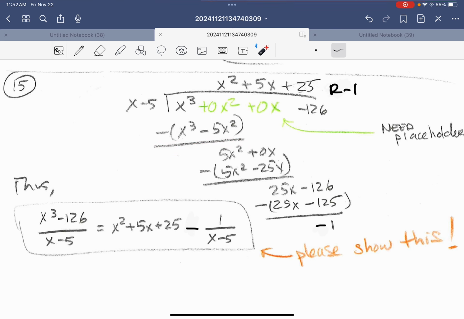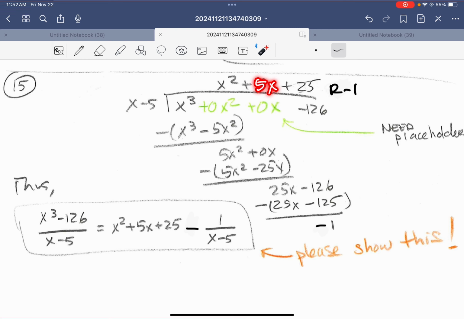And I subtract. 0 minus a negative is the same as plus a positive. So I get 5x squared. Bring down the no x's. So then I say, what do I multiply times x to give me 5x squared, so when I subtract, they cancel out? And the answer is 5x.